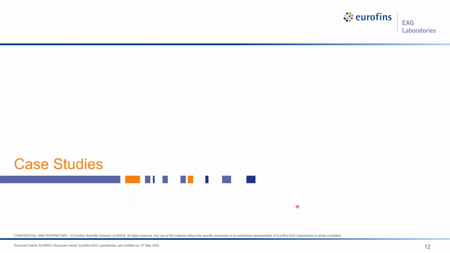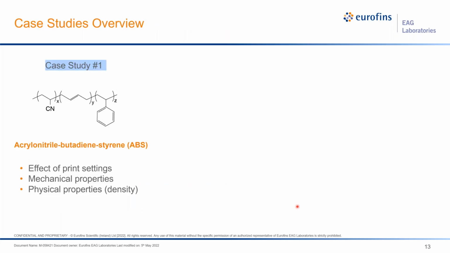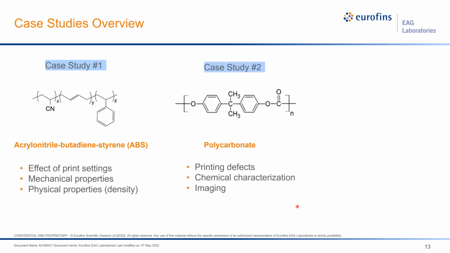All right, well, now we can start with our case studies. And here's a little overview of the 4 case studies. The first one we're going to talk about involves acrylonitrile butadiene styrene copolymer, a very popular resin, ABS. And here we look at the effects of print settings on mechanical properties and physical properties. Our second case study is concerned with polycarbonate.